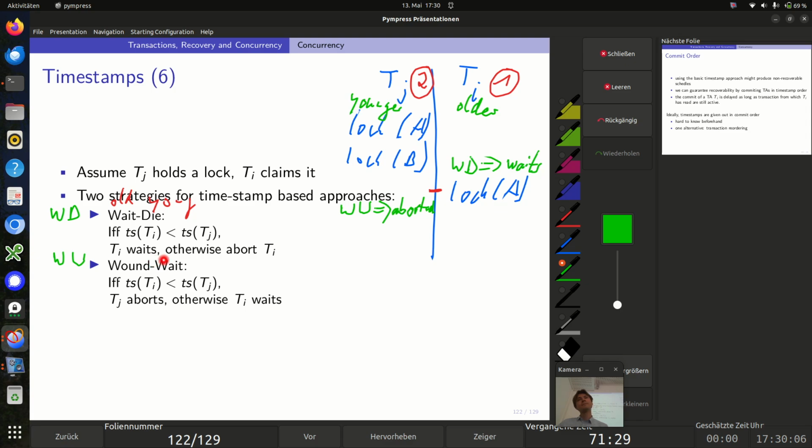This is wrong, right? If the timestamp of TI is smaller, the older one waits. It should be TJ, you're right. It's a mistake, yes. This must be the J.